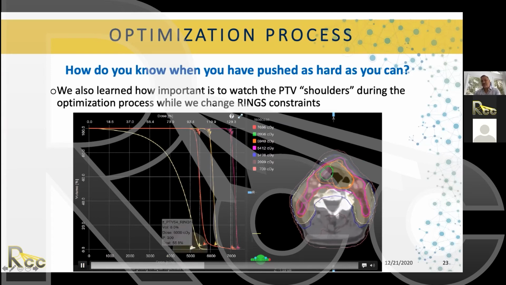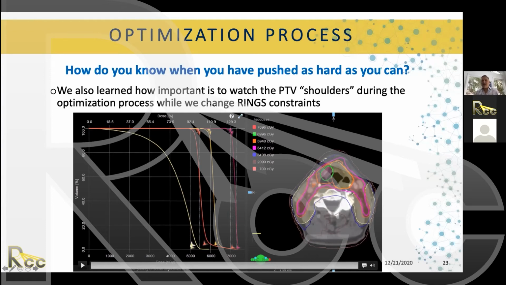I was changing the maximums, and then I was changing the penalties, or the weightings, a lot. You can see how this PTV 5412, which is the one next to the ring, is suffering a lot from what I'm doing. So again, watch the PTV shoulder when you change structures, and then you need to find a balance. Basically, okay, this is the best I could do until I start seeing changes on my PTV shoulder, and then you stop right there.